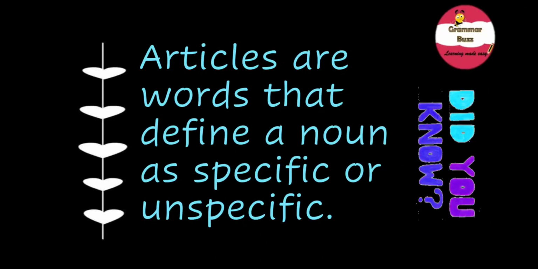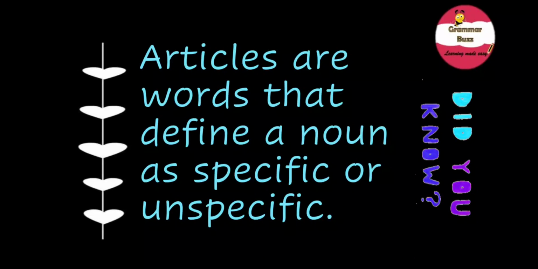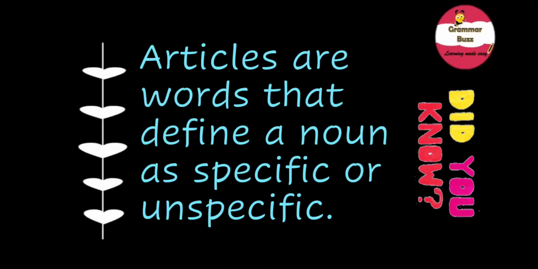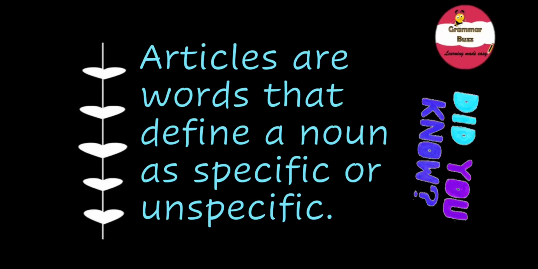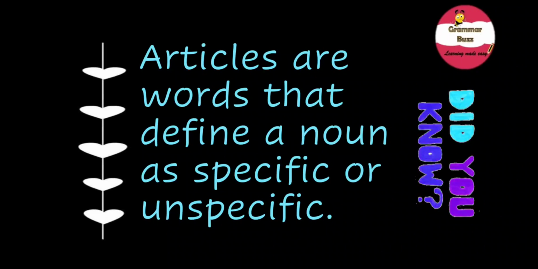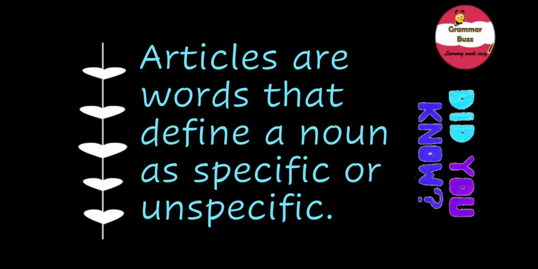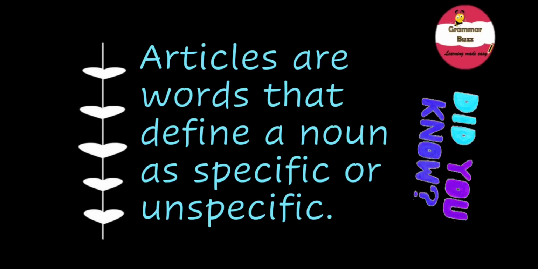Well, articles are words that define a noun as specific or unspecific. They are words that come before a noun. Articles add meaning to a sentence. Remember? Articles help define nouns as specific or non-specific. How do articles make a noun specific or non-specific? Well, how do they do that? Okay, let's give you some examples.